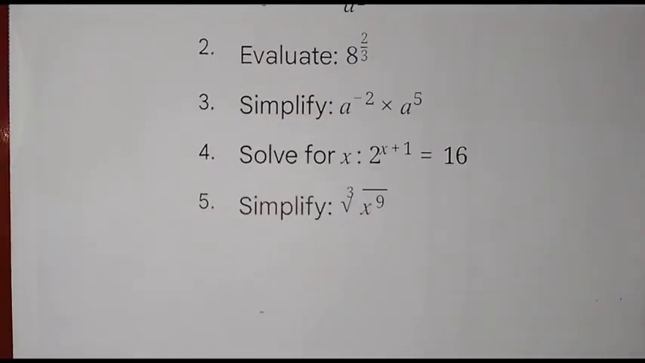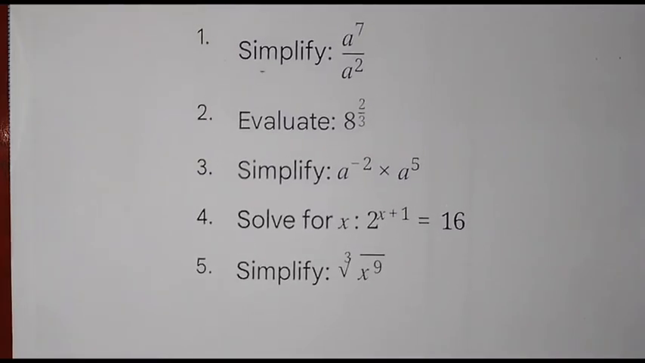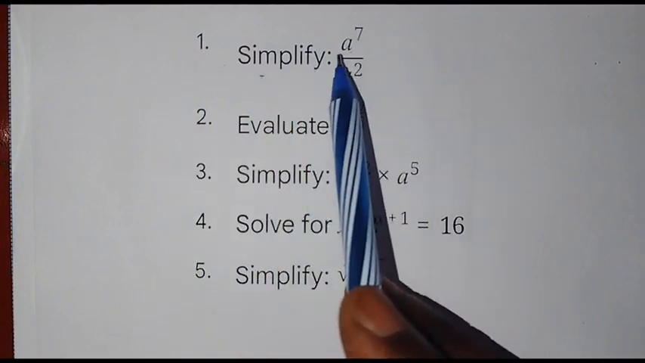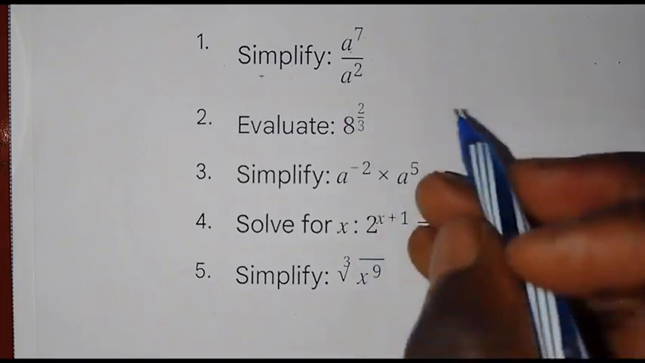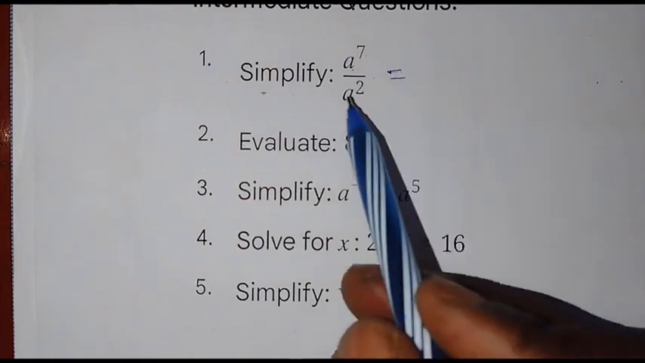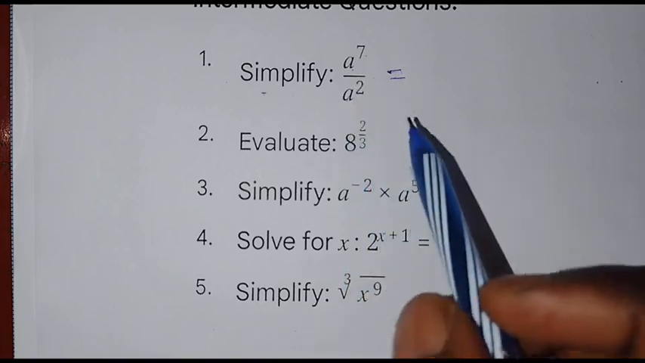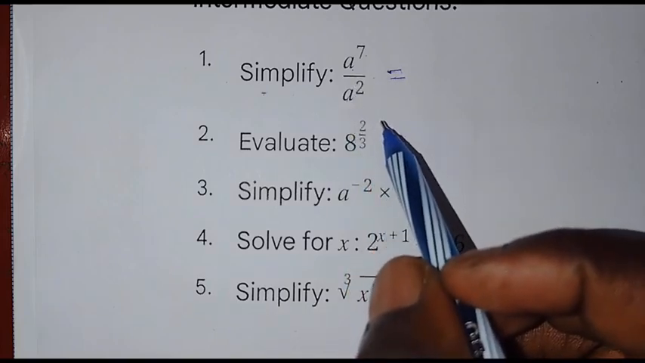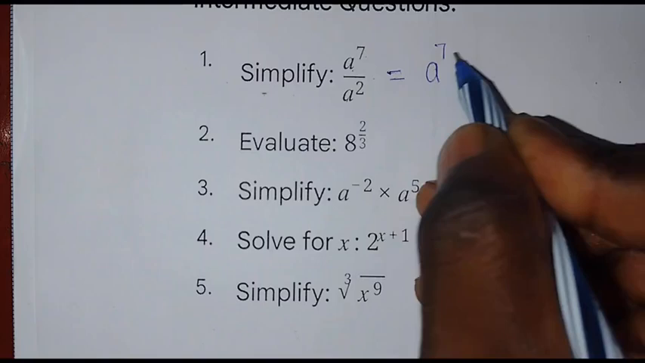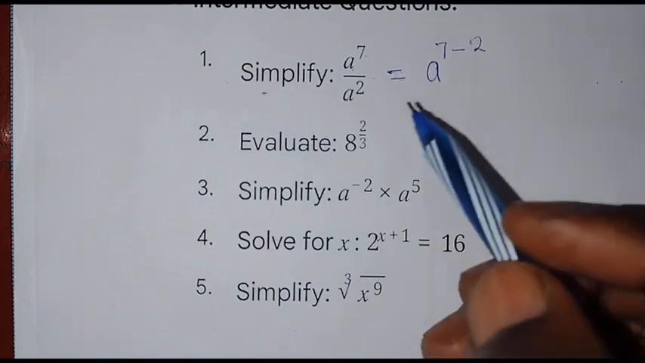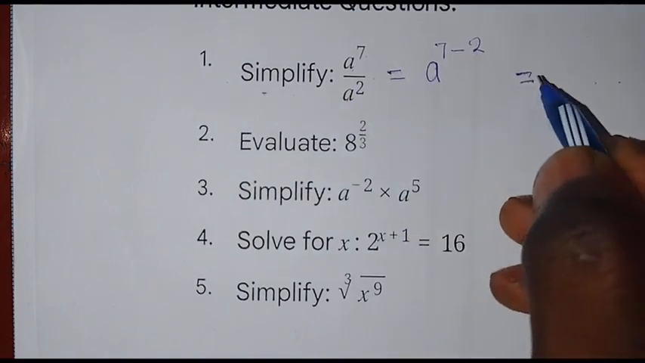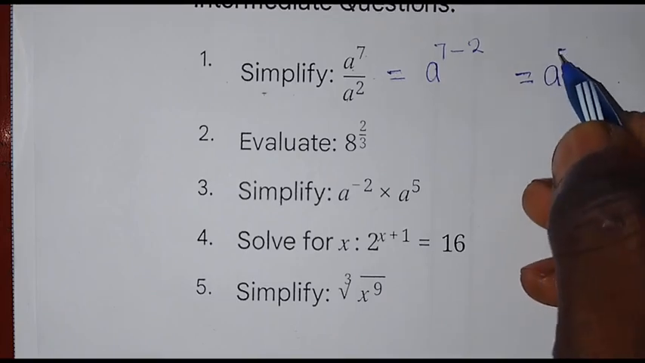So we now come to these other questions. So here we have these questions. We have our question 1 right here. Simplify a power 7 over a power 2. So even here we're going to apply one of the laws of indices. We can see that the bases are the same, a. So what do you do if the bases are the same? You subtract the what? The powers. That is if you are dividing. So here we are going to write a 7 minus 2. Because we are dividing indices that have the same bases. That's why we are subtracting the powers. So this will give us a power 5.